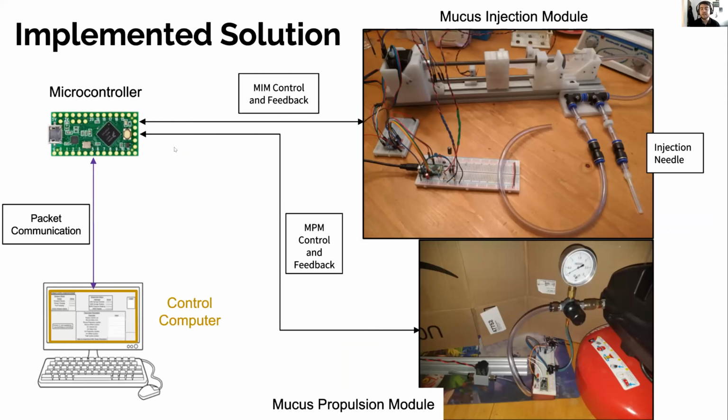However, due to COVID-19 and social distancing policy, we were unable to integrate these systems together. Therefore, we did not meet the minimum autonomous runtime and endotracheal tube integration requirements. Despite this, the setback gave us the opportunity to have more time to refine the individual modules. This slide shows photos of the finished mucus injector module and mucus propulsion module and visualizes how they would have been integrated.